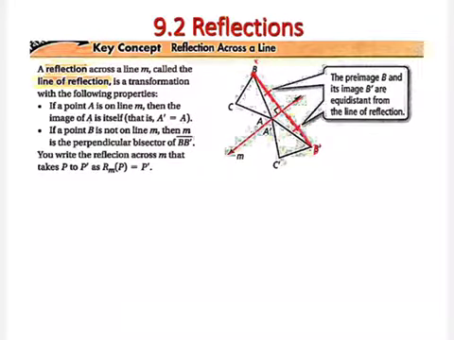When we write a reflection rule, we use a capital R followed by the line of reflection and then whatever we're reflecting. In this case, it could be a triangle, could be a point, could be all kinds of shapes. So it's capital R followed by the line you're reflecting across.